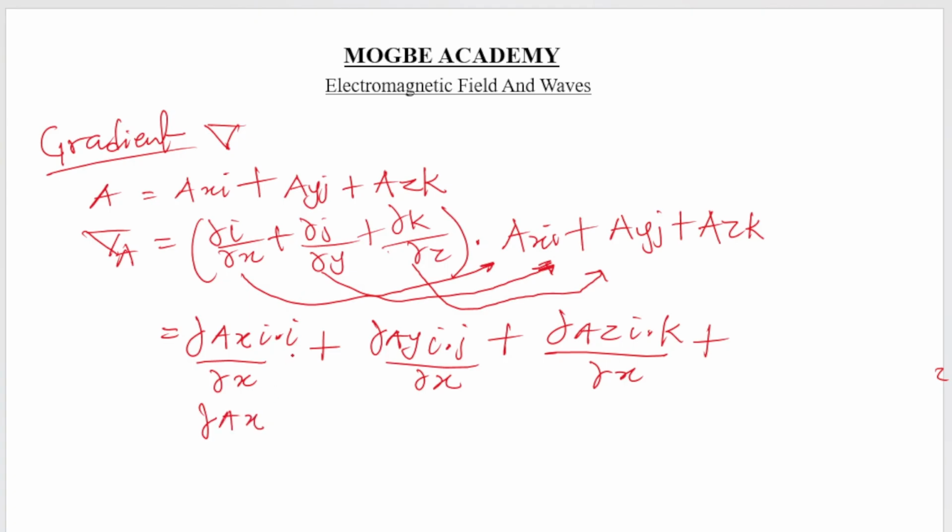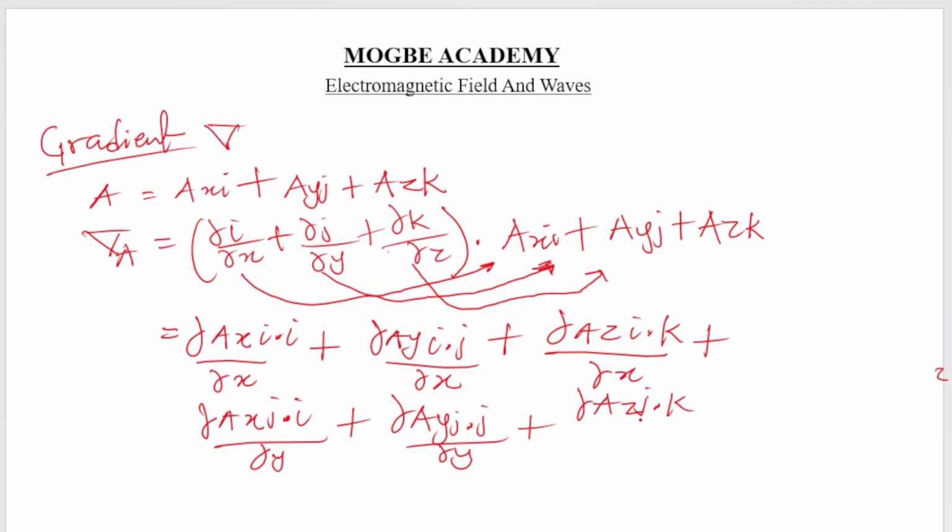We have J here, so we have J dot I divided by partial Y plus partial AY. Then we have J dot J divided by partial Y plus what do we have here? This is partial K, and this is AZK. So we have this multiplying with what we have here, and that will give us partial AZ, then this is J dot K divided by partial Y plus.